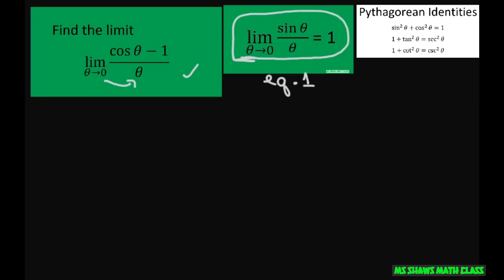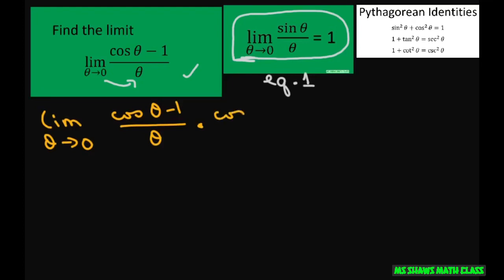So the first thing I'm going to do is multiply the numerator by the conjugate. And what I mean is this. So we're going to take the limit as theta tends to 0 of cosine theta minus 1 divided by theta. And we're going to multiply by the conjugate, cosine theta plus 1. Now the conjugate just means, and you've seen this in Algebra 2, if we have a minus b, then the conjugate is just a plus b. And therefore, if you multiply those out, you get a squared minus b squared.